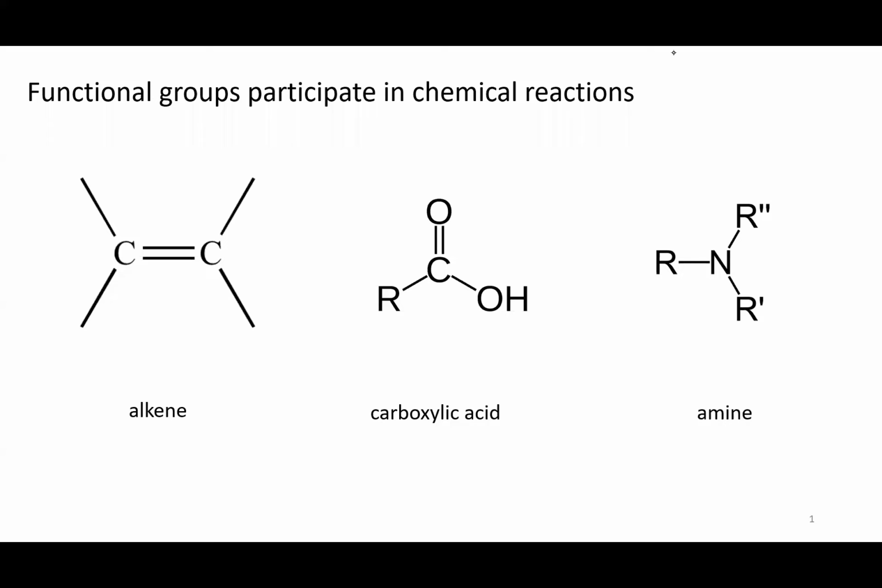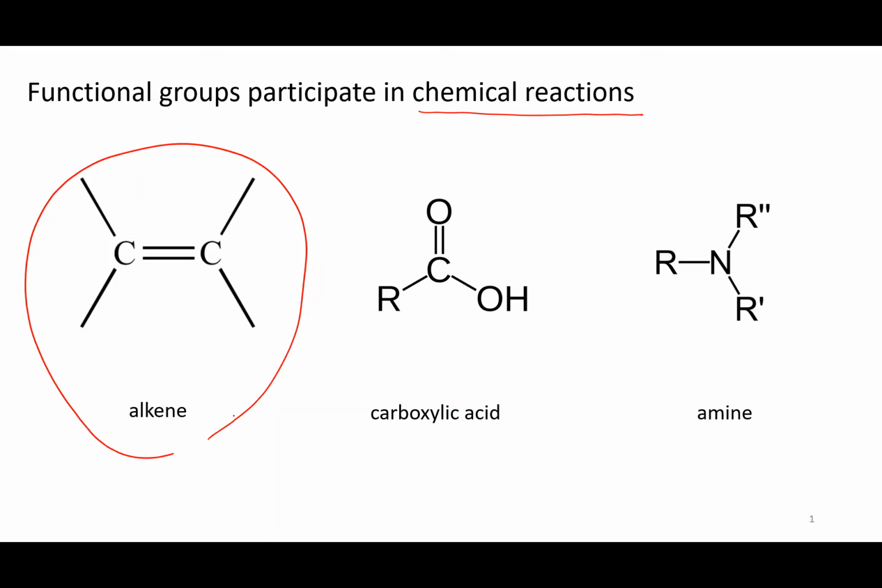So far, we have learned how to identify and name several functional groups, which includes some of the ones I'm showing here: alkenes, carboxylic acids, and amines. And they are called functional groups because they have functions, meaning they participate in chemical reactions. In this course, we are going to look at the reactions of several functional groups we have learned so far. But in this video, we are going to look at reactions of only alkenes.